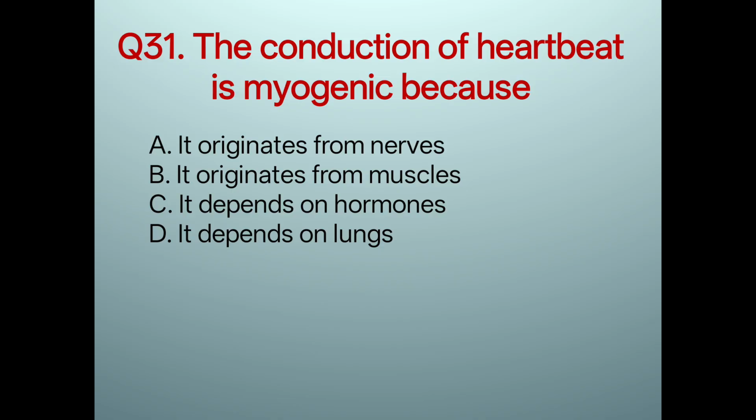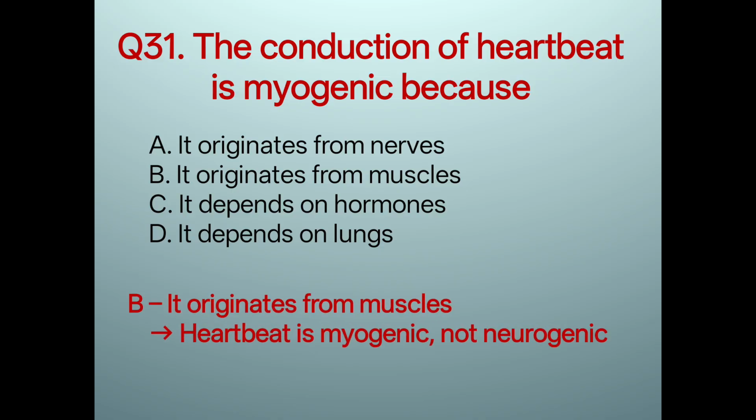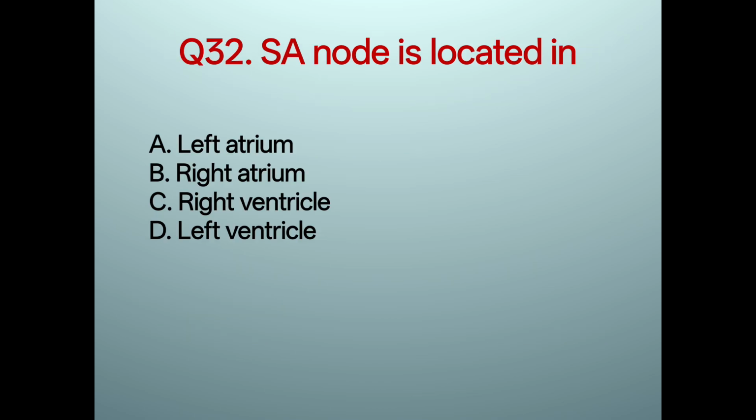depends on hormones, and it depends on lungs. The correct answer is it originates from muscles. Heartbeat is myogenic, not neurogenic.